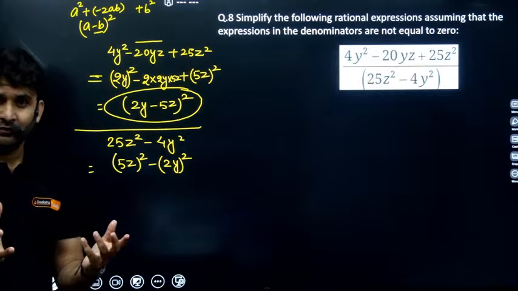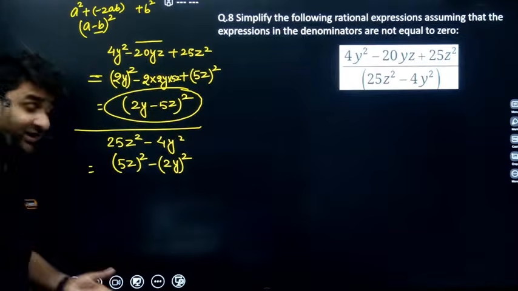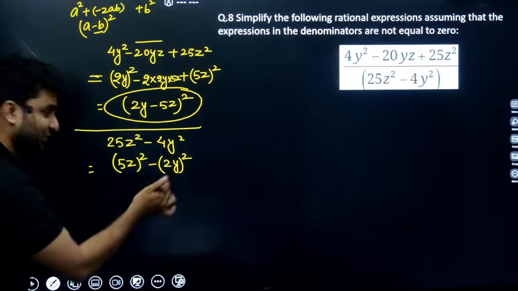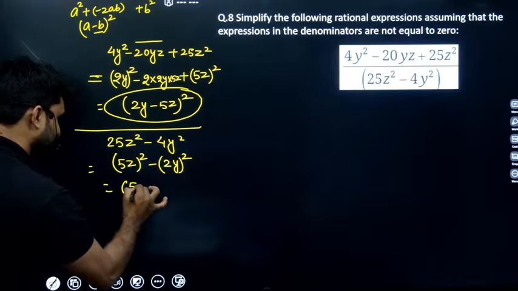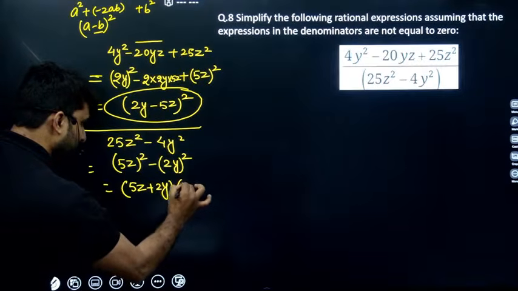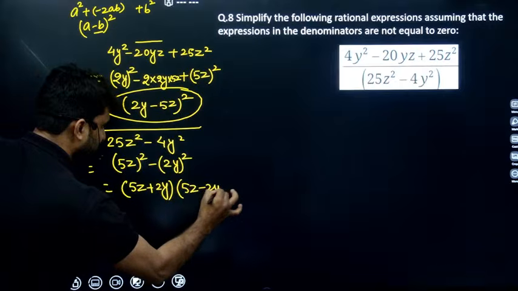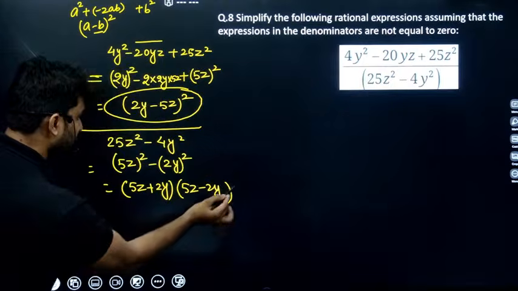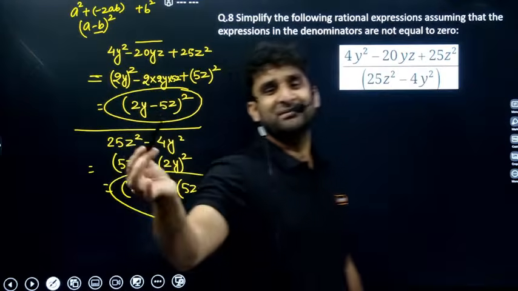2y whole square is also equal to 4y square. Now look at the identity: a square minus b square is equal to (a plus b)(a minus b). This is the identity. So now we can replace this denominator using it. This is the beauty of this question.